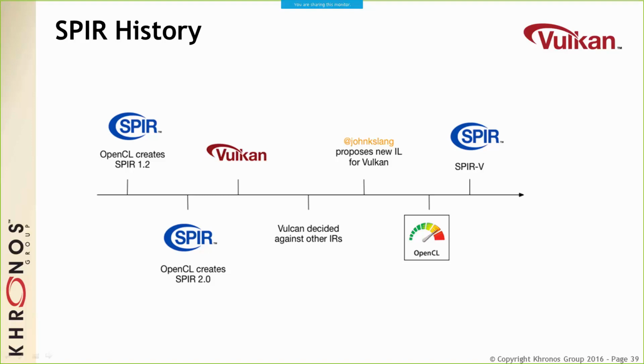And as Vulkan was being developed, Hans-Kristian, who's in charge of the spec for the SPIR working group, proposed and was adopted, and obviously lots of other people worked on it, a modification of SPIR to SPIR-V. And as I've mentioned, SPIR-V targets both Vulkan and OpenCL shaders.